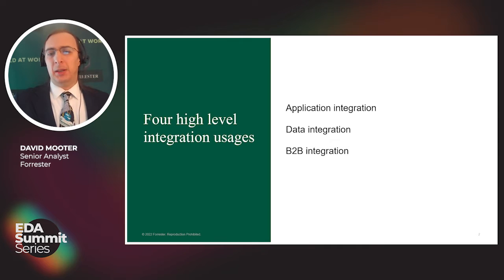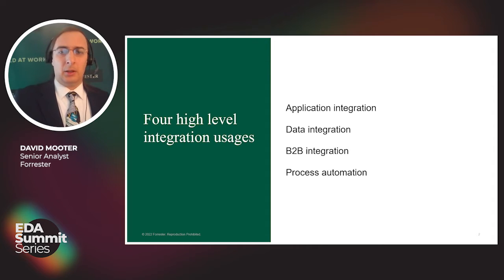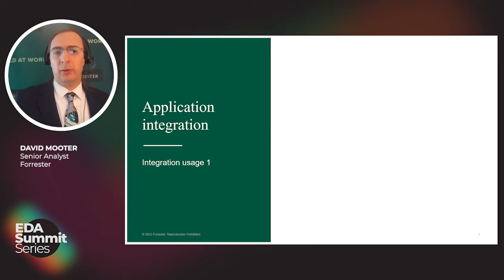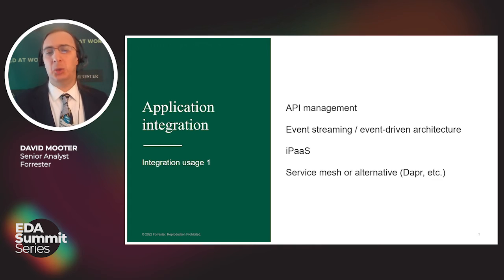Third one is B2B integration, just integrating with your business partners. We're all familiar with that, hopefully. And a newer one, particularly for iPaaS, would be business process automation. Let's dig into each of these 4. First one, application integration. What are some of the key components you need for application integration? That would be API management, event streaming, iPaaS, and a service mesh or something similar like Dapr. And there are other things that can support it, but these are the 4 main key pillars.